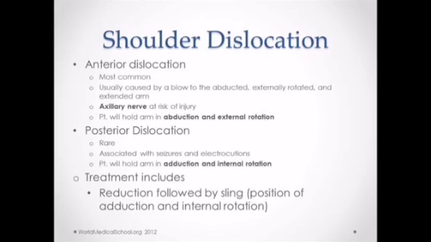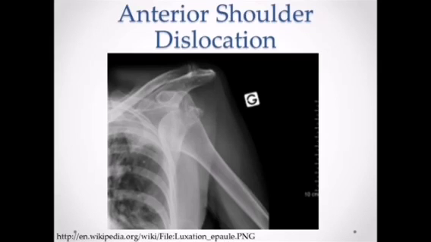Treatment for dislocations of the shoulder includes just a reduction followed by a sling, which is going to put that upper extremity in a position of adduction and internal rotation. The next slide shows a picture of an anterior shoulder dislocation. You can see the glenohumeral joint there, and the head of the humerus is no longer articulating with that glenohumeral joint. This would be an anterior shoulder dislocation.